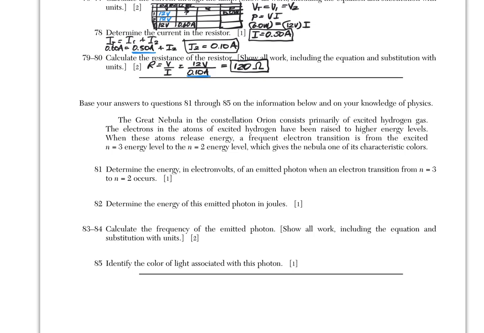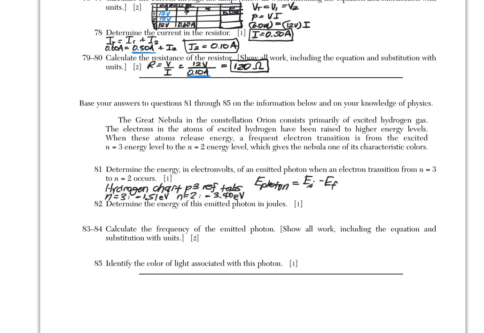n equals 2. So you have to go to page 3 of the reference tables, take a look at the hydrogen chart on the left, and look up levels 3 and 2. Level 3 has an energy of negative 1.51 eV. Level 2 is negative 3.40 eV. So my formula is E photon is Ei minus Ef.